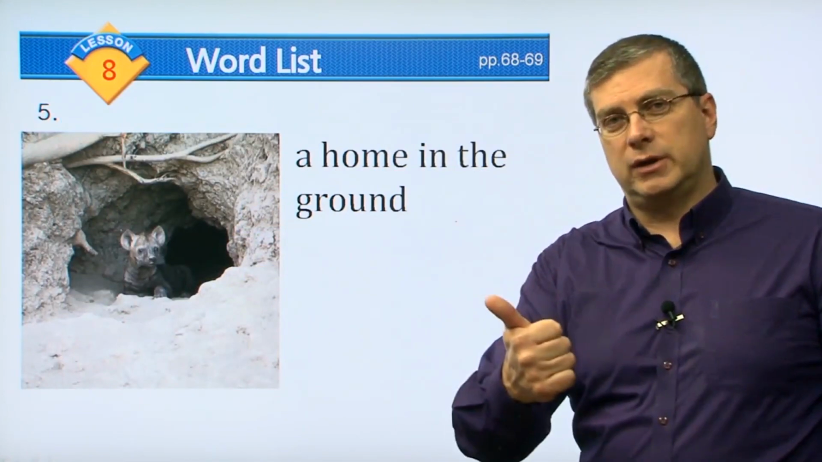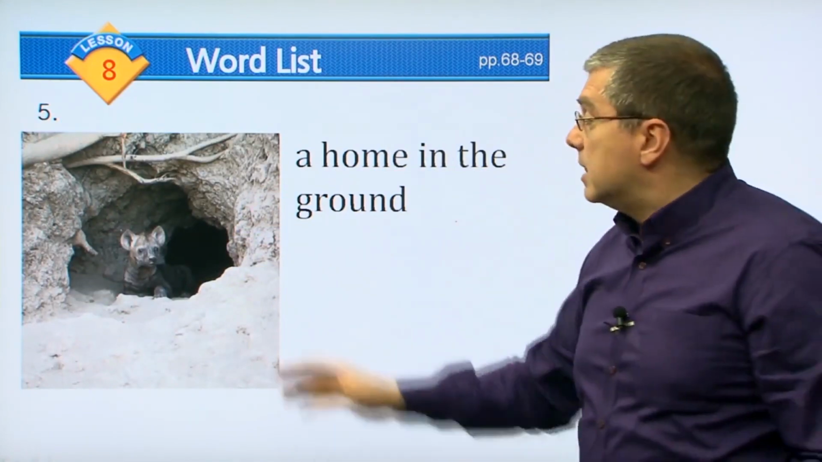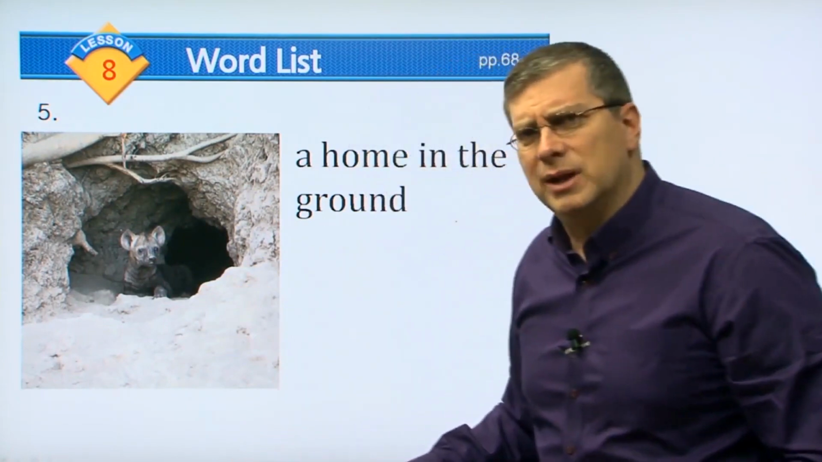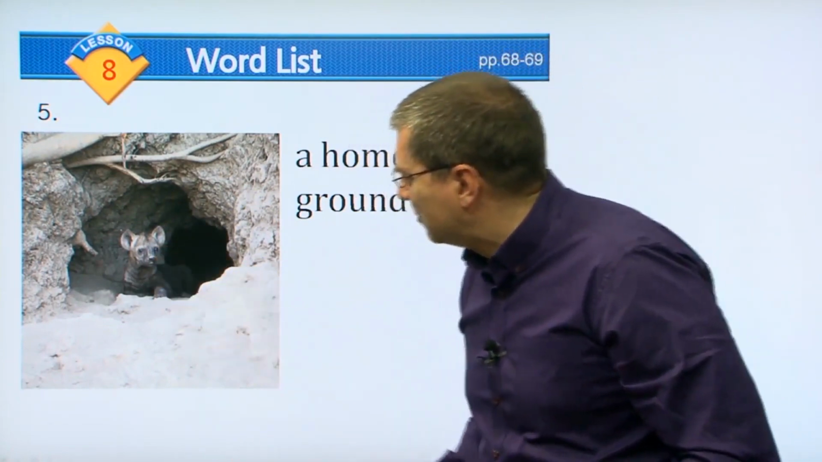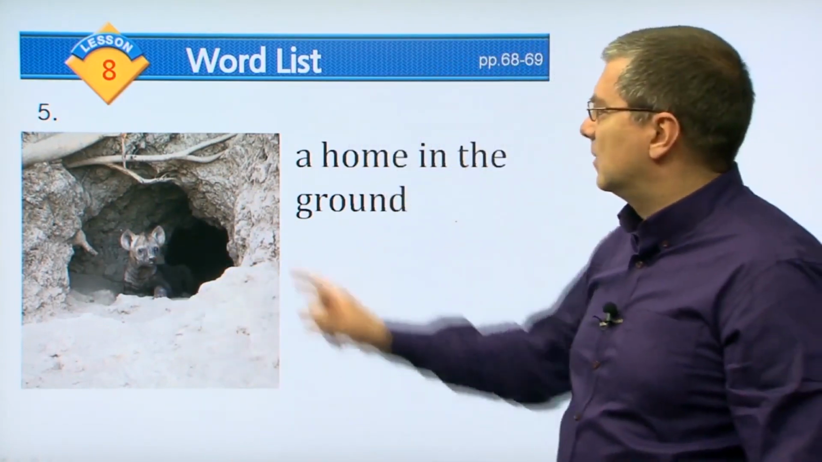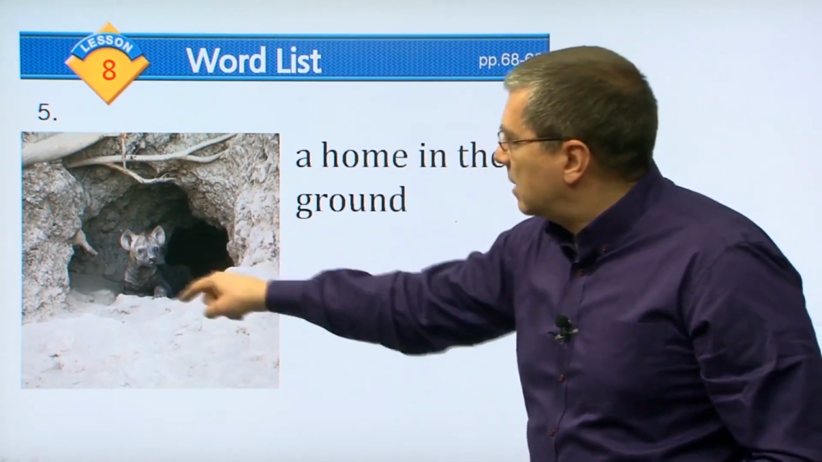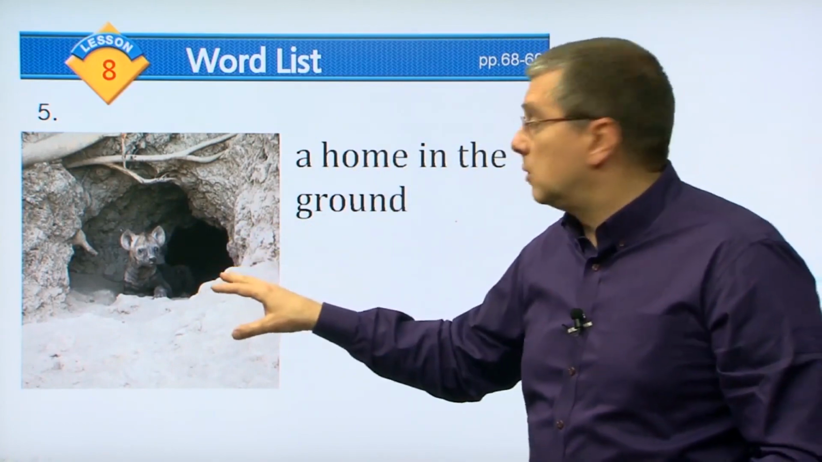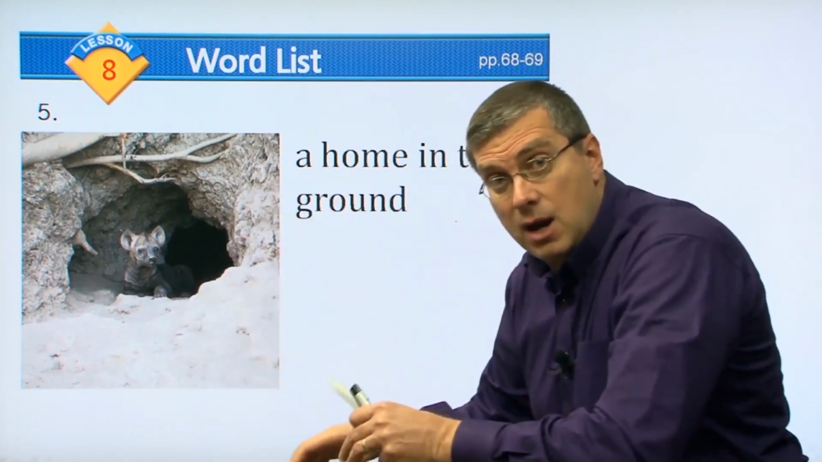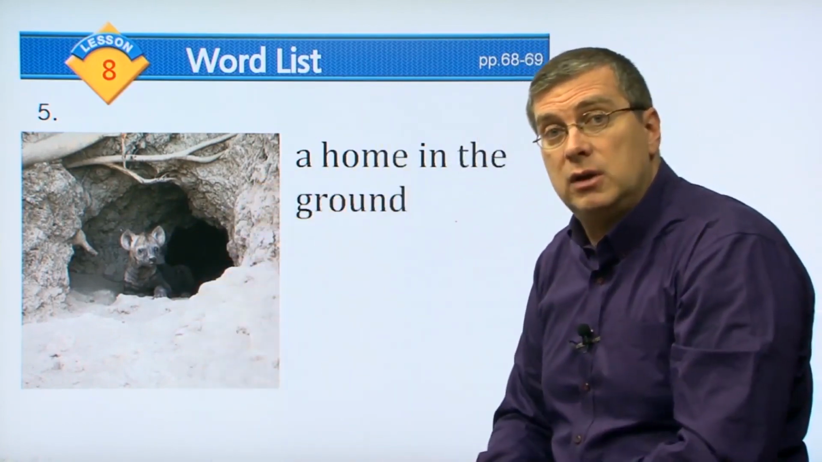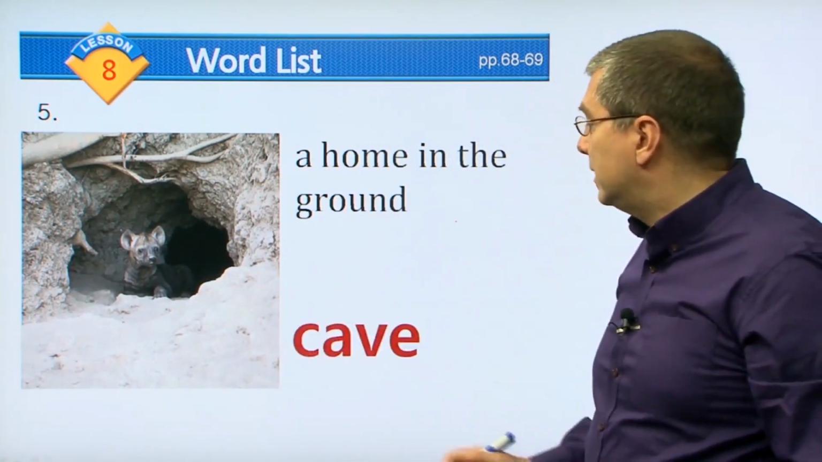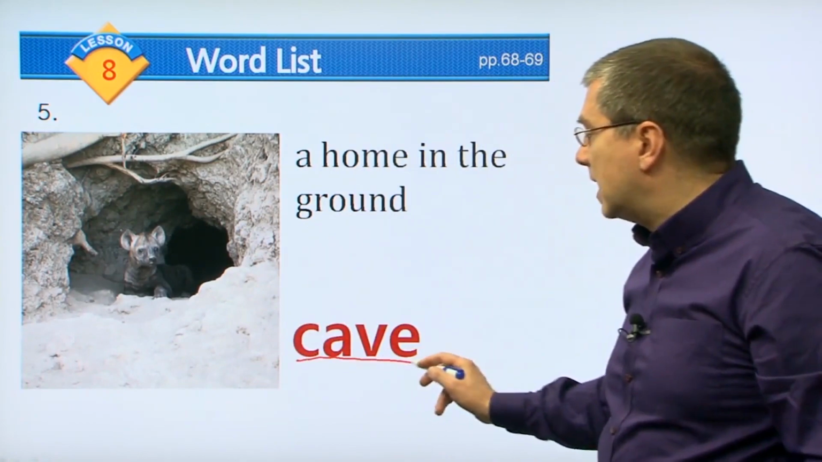Okay, now we have another type of home, right? We've talked about shelter. We've talked about nest. Now this is another type of home, and this is an interesting looking animal here, right? Kind of looks like a dog, but it's not really a dog. It's a different type of animal. And this animal will live in a home in the ground. So many animals will dig in the ground and they will make their shelter or their home. There's a special word for this. What is it? We say it's a cave, okay?